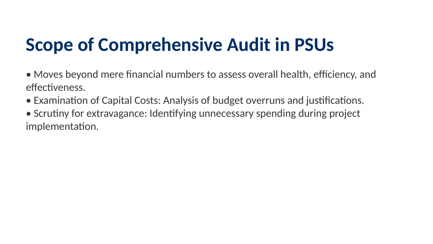The auditor examines several critical areas. First, they look at the capital cost. They ask, did the project cost more than what was originally approved? If there was a substantial increase, was it justified? Or was there evidence of extravagance and unnecessary spending?